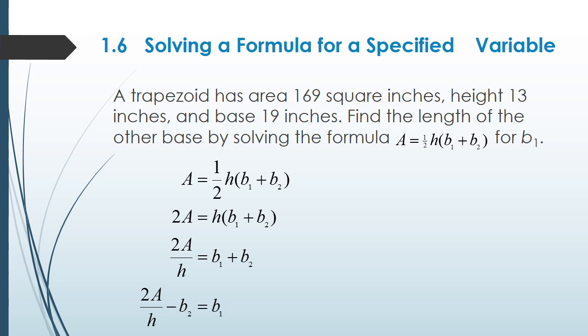So here we have the process of solving for b1. We multiply both sides by 2 to get rid of the 1/2. Then we divide by the h to get b1 plus b2 alone, and then subtract b2, and we have a new equation: 2a over h minus b2 equals b1. Now we can put in the information. We put in 2 times 169 for the area, 13 for the height, and 19 for b2, and that gives us 7 inches.